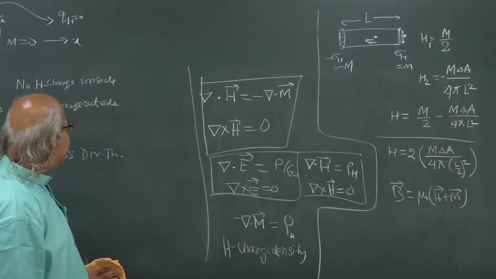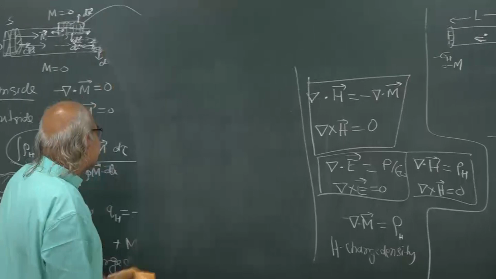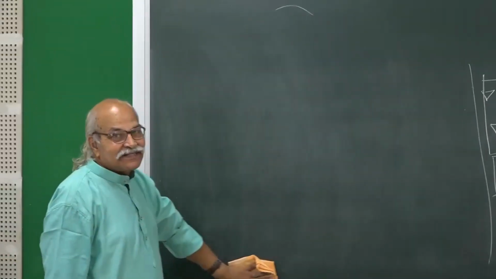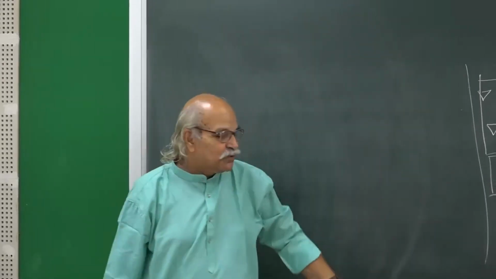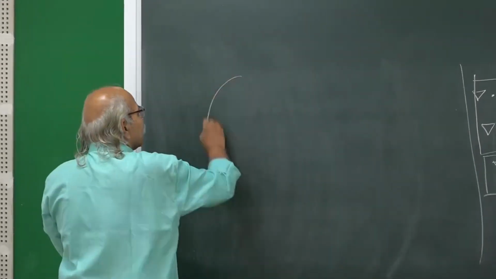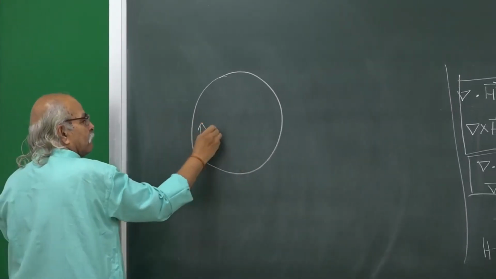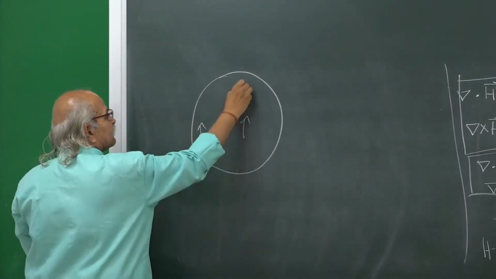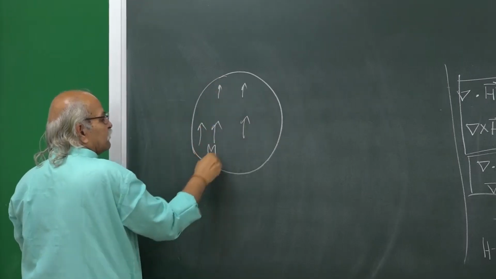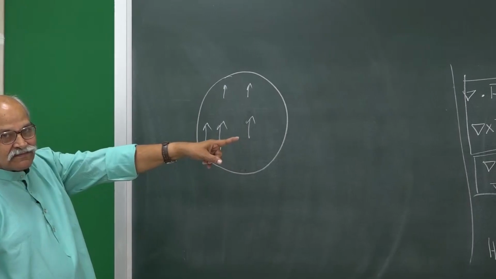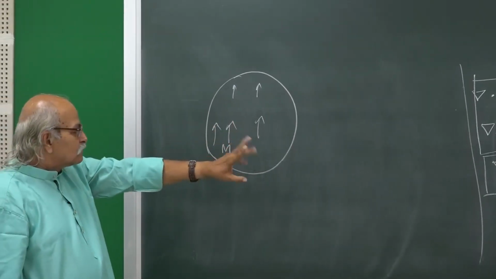Another example I can take, one more example which is interesting, is uniformly magnetized sphere. Suppose you have a uniformly magnetized sphere. This is M everywhere, M uniformly magnetized. If I go through this route, we can do that. We can go through this route.